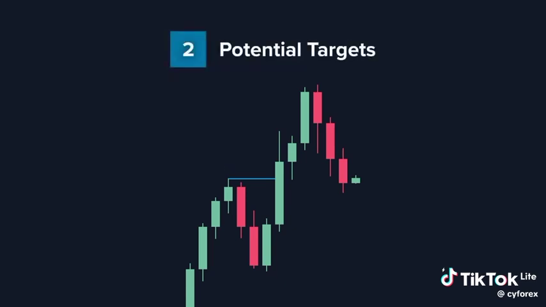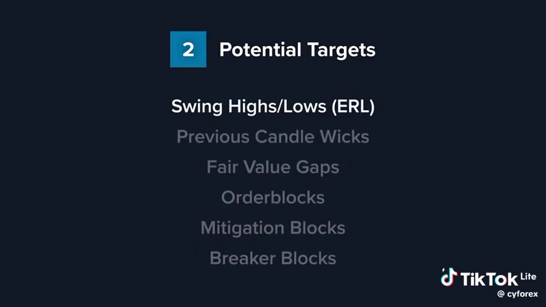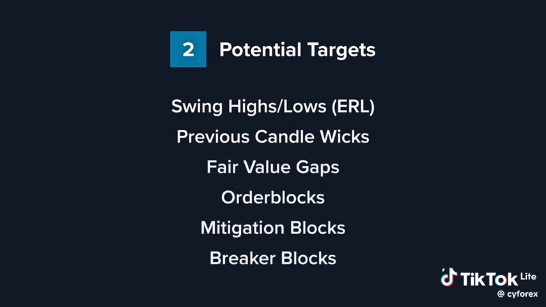So let's now move on to the second step, which involves identifying potential targets. When we talk about targets, we are referring to any PD arrays on the chart that the market might target to create its next move. These can be previous swing highs and lows, the wicks of the previous candle, fair value gaps, order blocks, mitigation blocks, or breaker blocks.